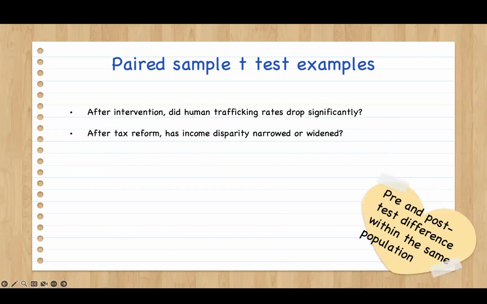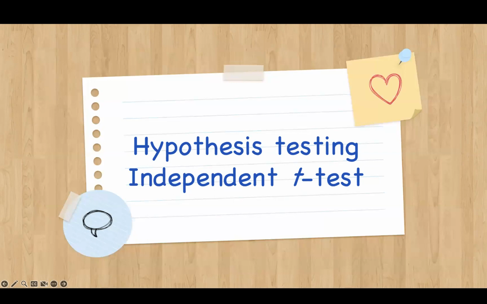Paired sample t-test examples could be when we test whether an intervention is effective in reducing human trafficking rates by comparing the human trafficking rates beforehand and after implementing the intervention. That would be like two time points under two different conditions. Another example is whether income disparity narrowed or widened after a tax reform. But for this class, I'm just offering examples of the independent t-test or student t-test. I know it sounds a little bit confusing, but just focus on one right now.